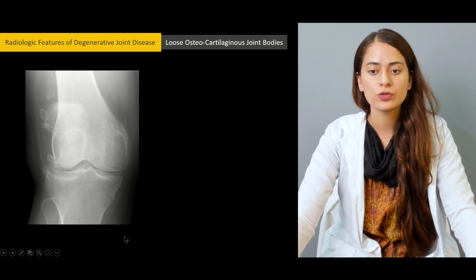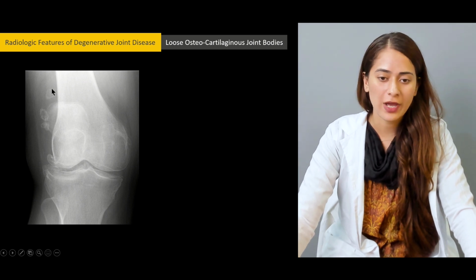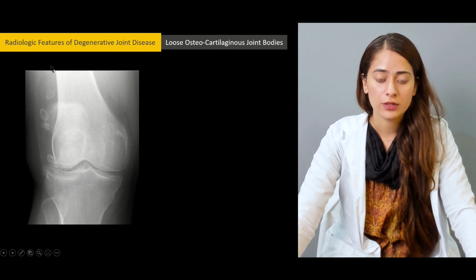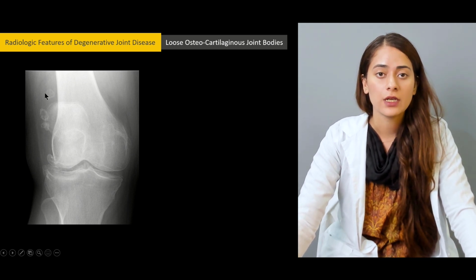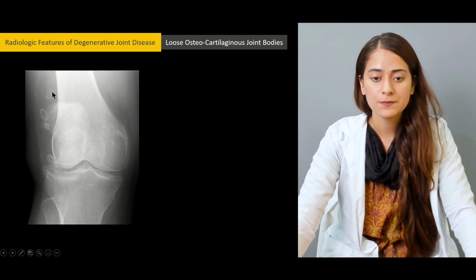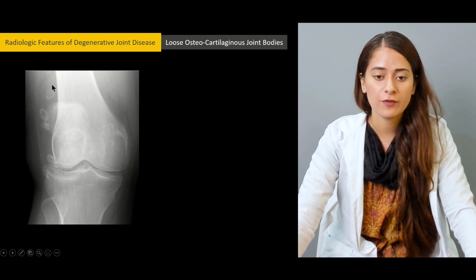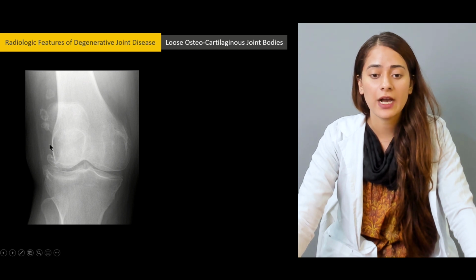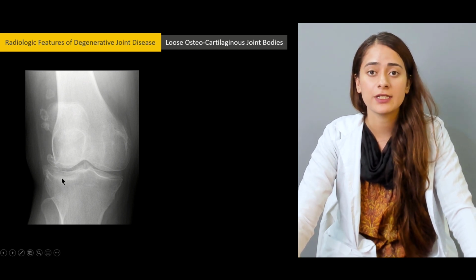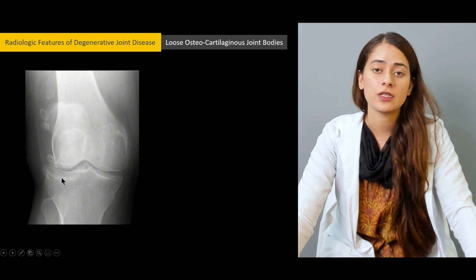So now let's talk about these loose osteocartilaginous joint bodies. How are they different from the ones that we discussed before, the bony spurs that were formed here? These are not intracapsular. These are outside the joint capsule. So these can be ossification of any muscle or tendon or ligaments. These can be present in muscles. These can be present in tendons or ligaments.